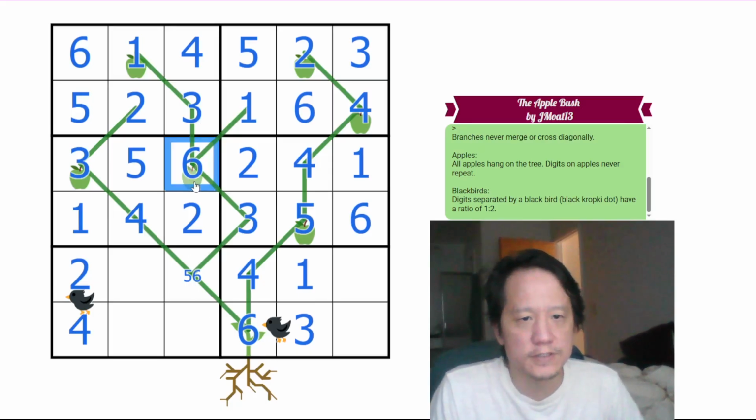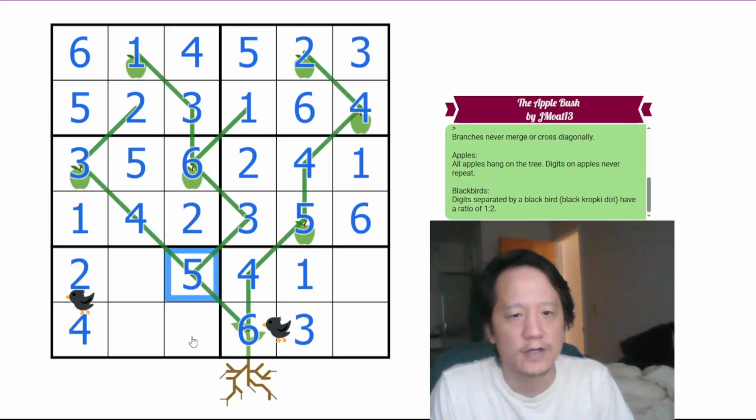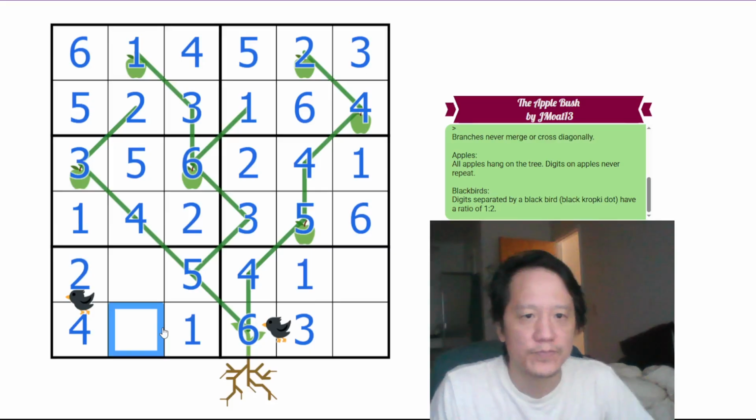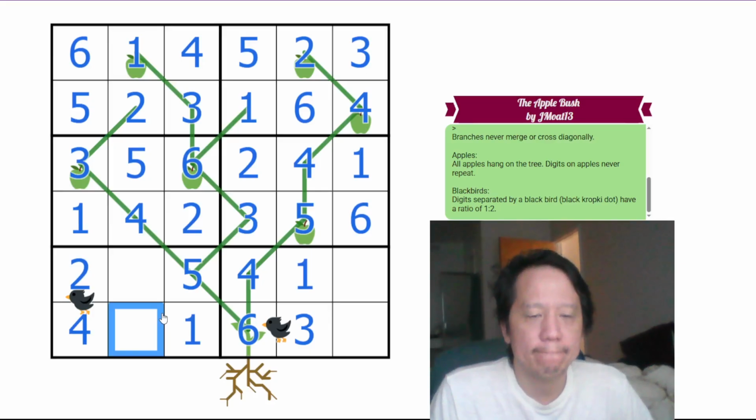So this 6 eliminates 6 here, so this is 5. That makes this a 1. This has to be 6. This has to be... We have a problem. We have a contradiction. Huh. Yeah, 6 can't be here. This can't be 6 or 3 here.